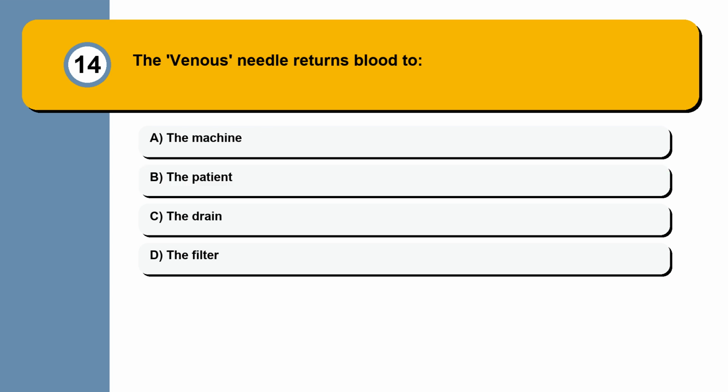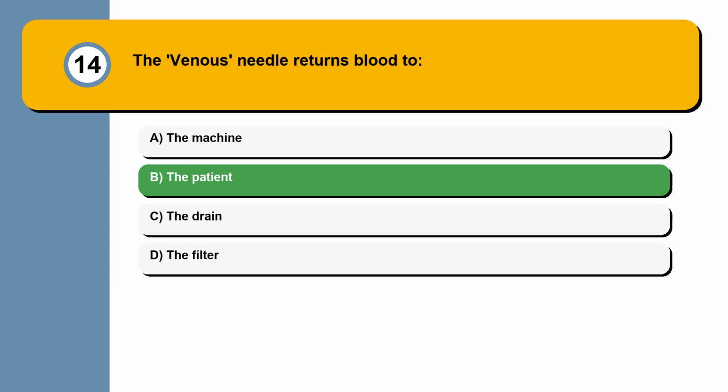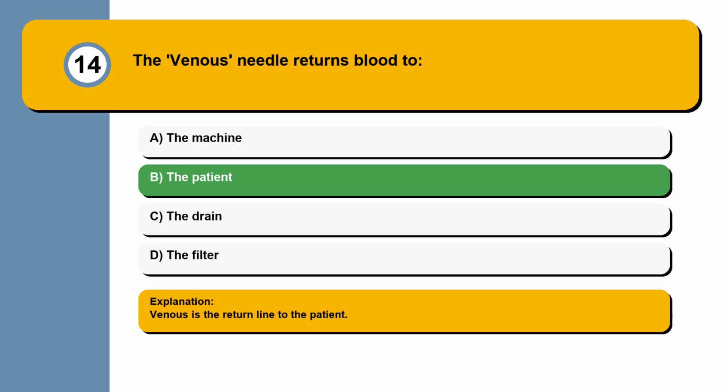Question 14. The venous needle returns blood to: the machine, the patient, the drain, the filter. Venous is the return line to the patient.